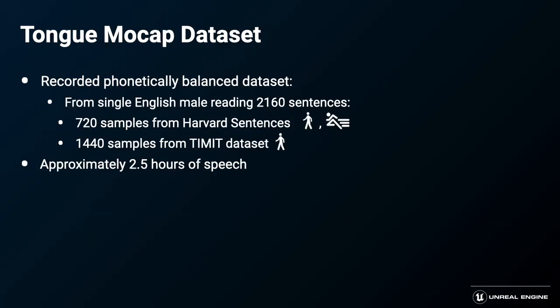We recorded a phonetically balanced dataset from a single English male who read 2,160 sentences, where 720 samples come from the Harvard Sentences dataset read at a regular pace and at a fast pace. Another 1,440 sentences from the TIMIT dataset were read only at a regular pace. This resulted in approximately 2.5 hours of speech mocap correspondence data.